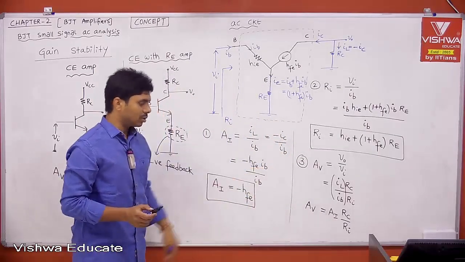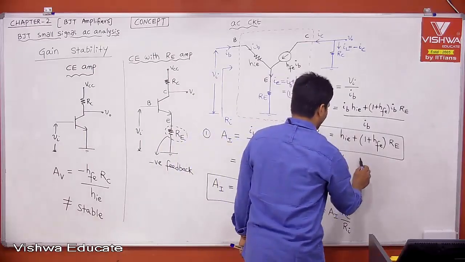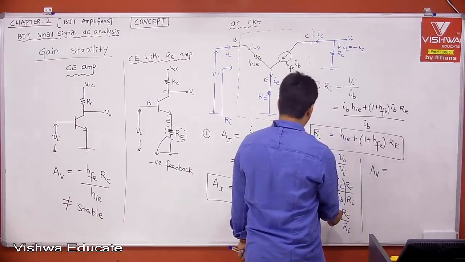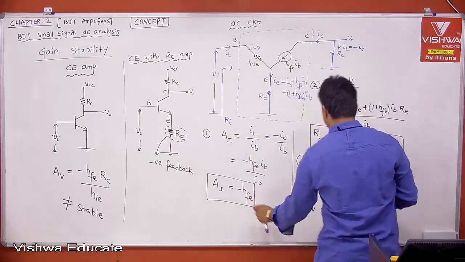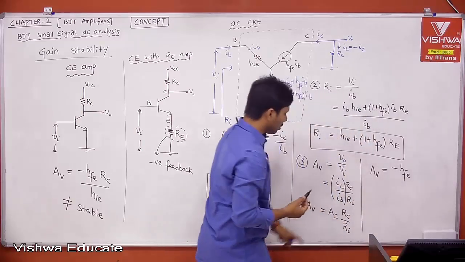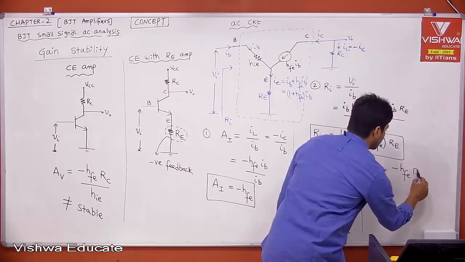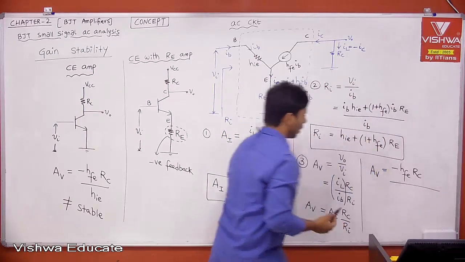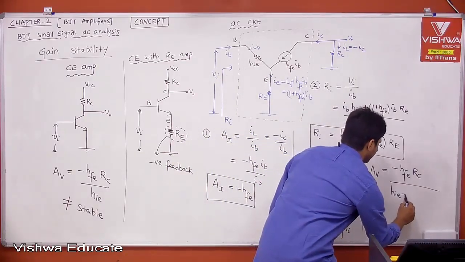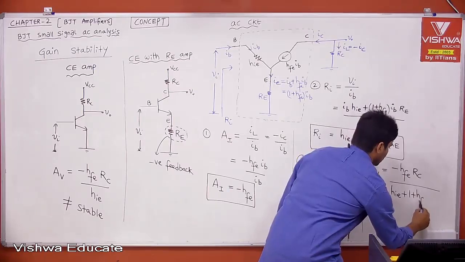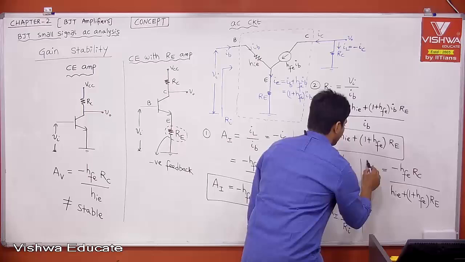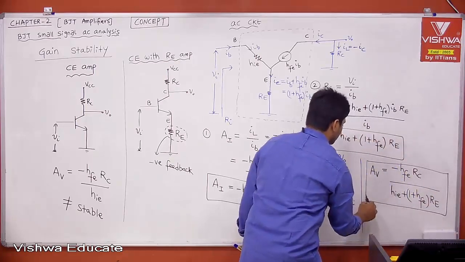Now, I think we can substitute, then you will get voltage gain. Therefore AV is equal to, if you substitute, what is AI? We got minus hFE. Therefore, minus hFE into RC, divided by RI, which is hie plus 1 plus hFE into RE. This is your voltage gain, which is the third formula.